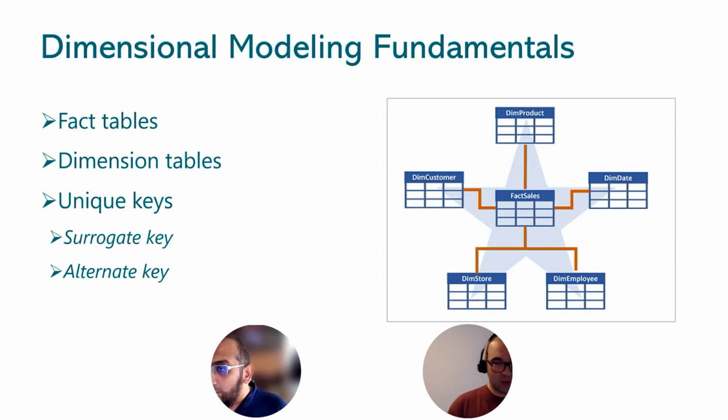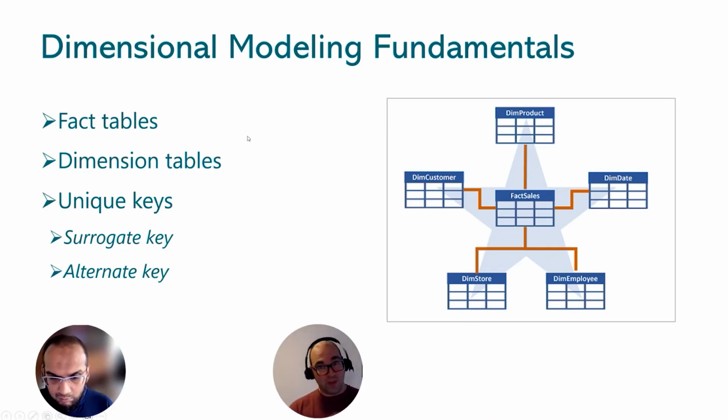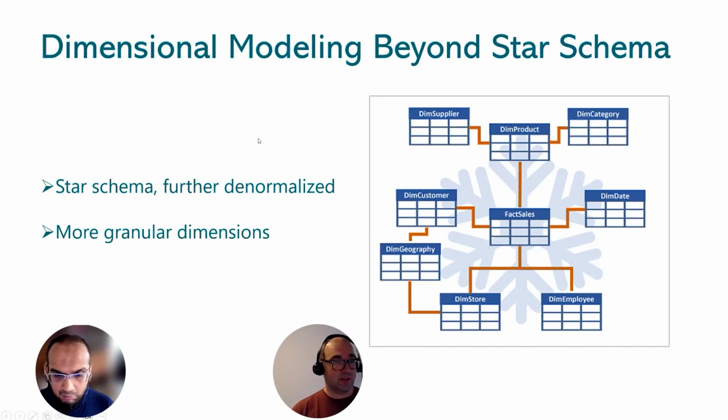Also, two concepts of unique keys that we need to have in dimensional modeling: surrogate key and alternate key. Surrogate key is an artificial key that you create within a data warehouse, so usually it doesn't have any business meaning, it's just a dummy integer that starts with one and increments by one. And alternate key is usually the business key. For example, you have a specific code for your product that uniquely identifies this product in your system, and that would be the business key or alternate key. Those keys are very important for creating relationships in dimensional model.